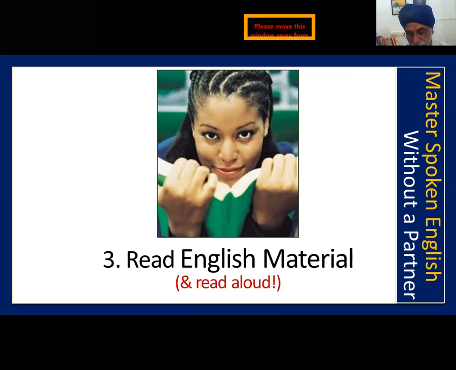Now most of us have a habit of reading in the mind. Don't do that. Speak loud enough for your voice to reach your ears. What is the benefit here? The benefit here is that most of the written sentences are grammatically correct.